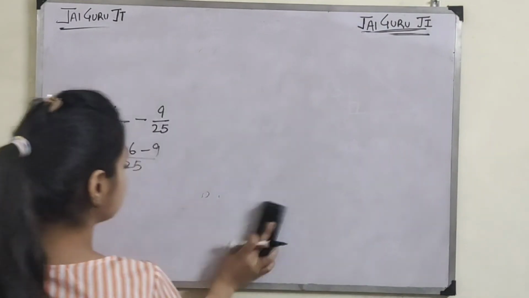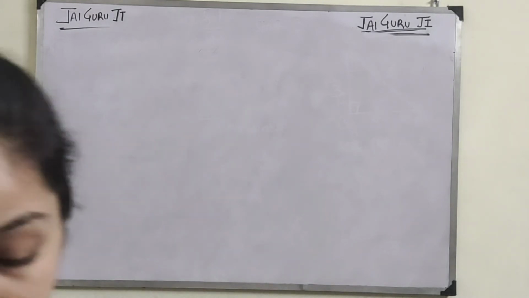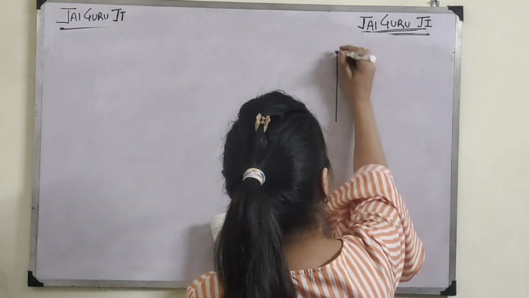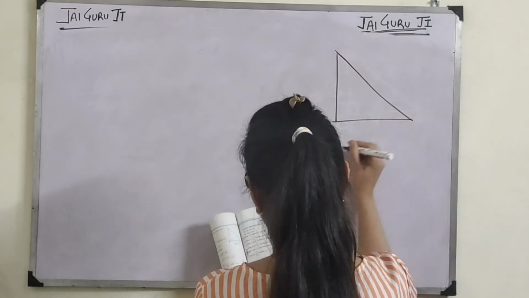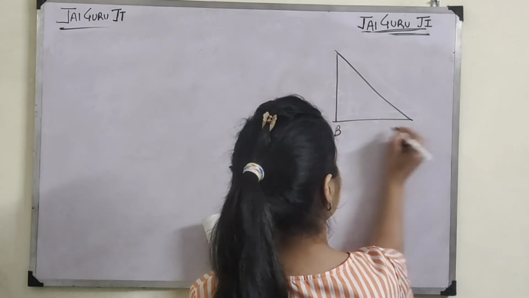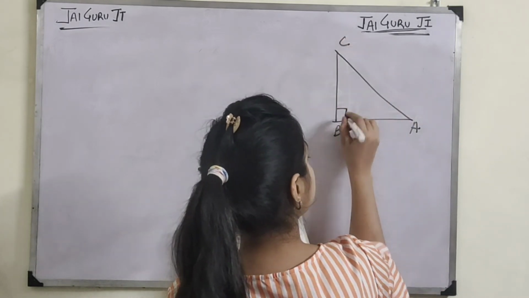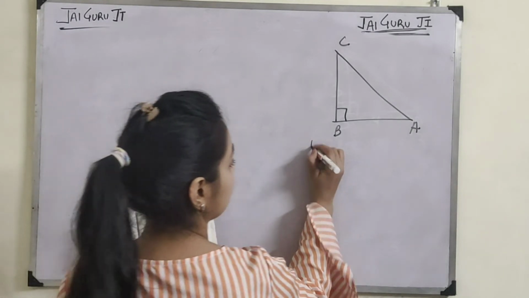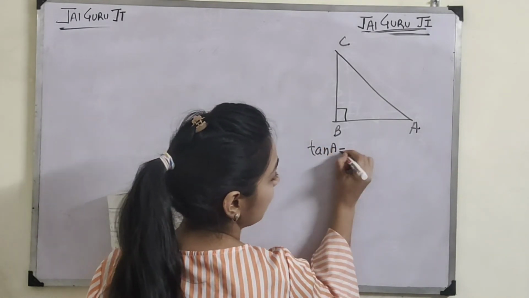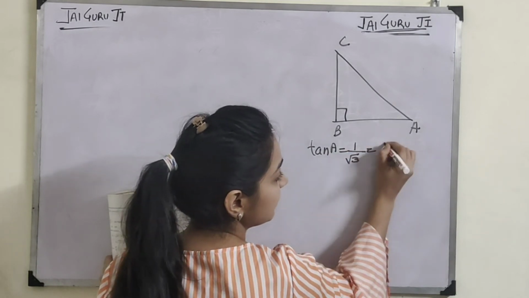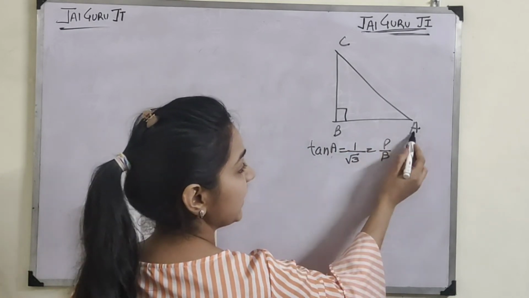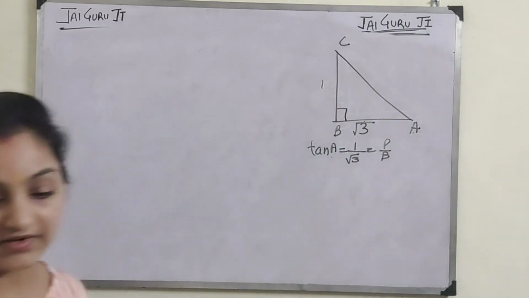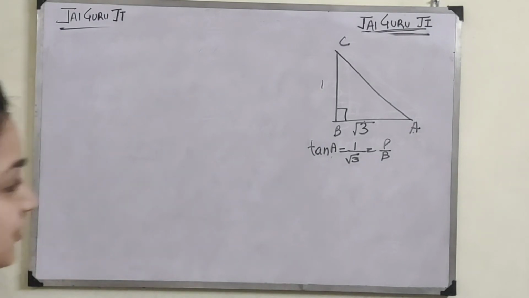Question number 9, the first exercise, is quite easy. In triangle ABC, right angle at B. Wherever the right angle is, take it there. It is given that tan A is 1/√3. tan A means P upon B. You can find H quickly, so first let's find H fast.